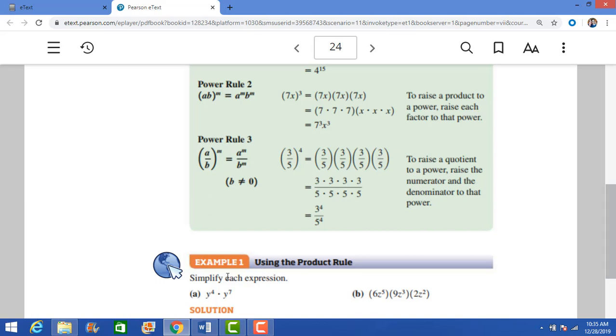Now in this example here it says simplify each of the expressions. Each expression we want to simplify using these rules. Well, here we have y to the 4th times y to the 7th. So we're going to use the product rule here. So we're going to add the exponents. And so this becomes y to the 11th. Here we're going to use the product rule, right? And we're going to use the distributive rule. So this is going to be 6 to the 5th, 9 to the 3rd, and 2 to the 2nd.